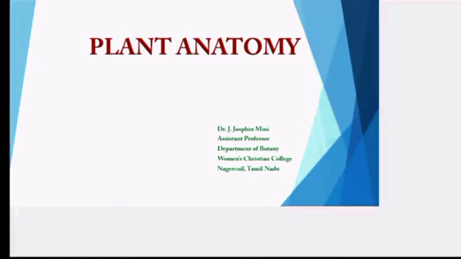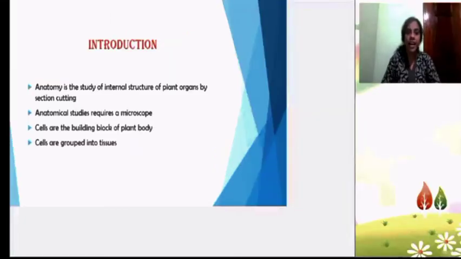In this video, we are going to learn about plant anatomy. Anatomy refers to the study of internal structure of a plant or an animal. This anatomical study requires a microscope. To study the plant anatomy, we take thin sections of plant material and see them under a microscope. We see cells in those sections.